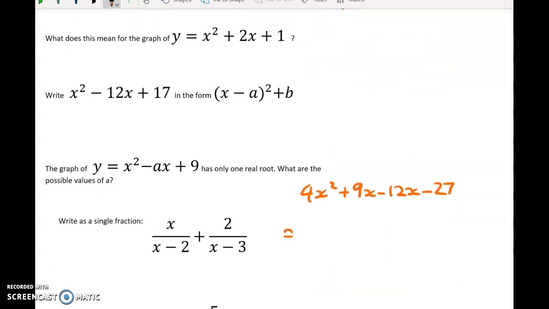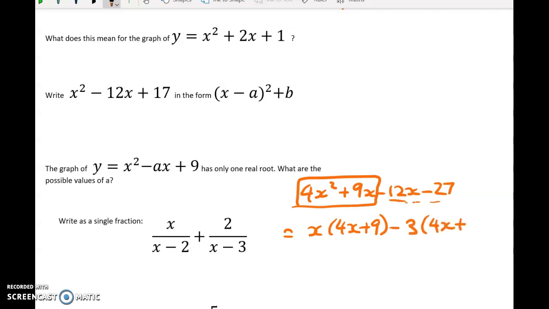And that equals, so doing this one first, we've got x into 4x plus 9, minus, and then we're doing this one, common factor here is going to be 3 times 4x plus 9, right? And so you should always be getting this one repeating. So factorizing it gives me 4x plus 9 times x minus 3. And now we're ready to keep on going on the fraction simplification.